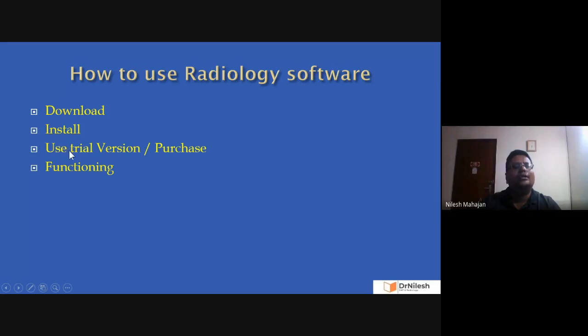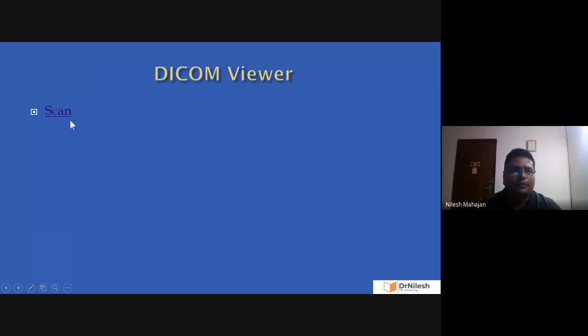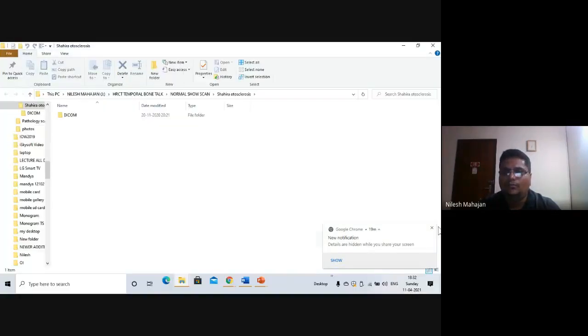You have to install it. If you want, you can keep using trial versions. In trial versions, they will give a note here saying that this is the trial version, and some area of the temporal bone will be covered with that note. If you purchase it, that note will not come, and you will be able to see the whole temporal bone. And then, functioning, you have to learn how the radiology software works. So as I told you, I'll show you how these radiology softwares work.